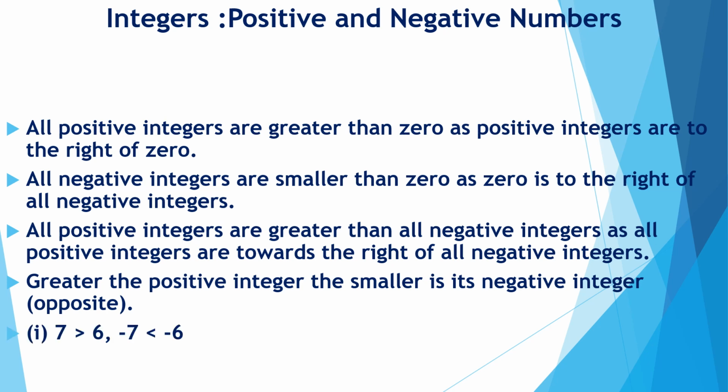Let us consider some examples. 7 is greater than 6. Now let us consider -7 and -6. Now -7 is to the left of -6. So -7 is less than -6. 5 is greater than 1. -5 is less than -1, because minus 5 is towards left of minus 1.